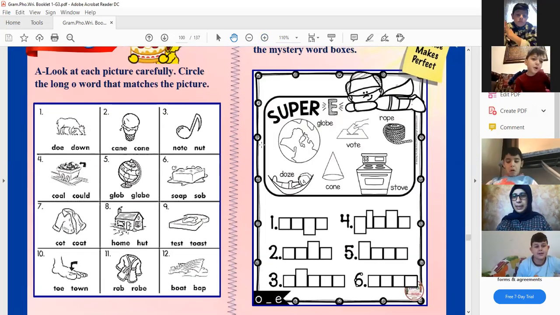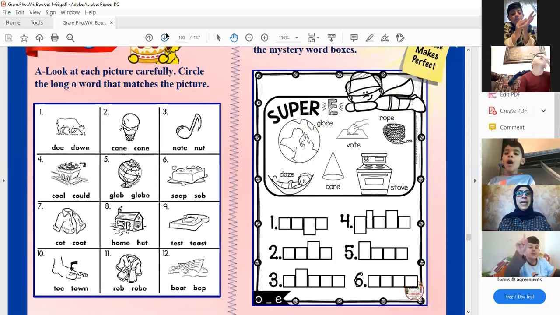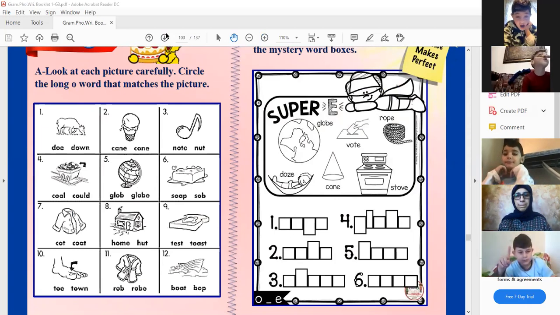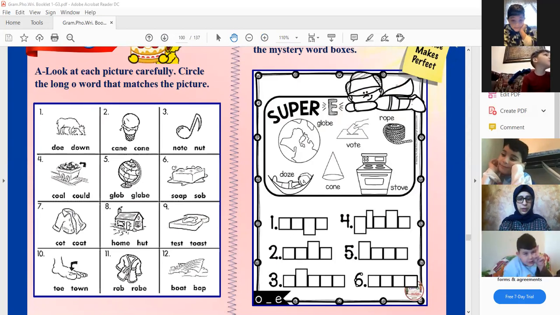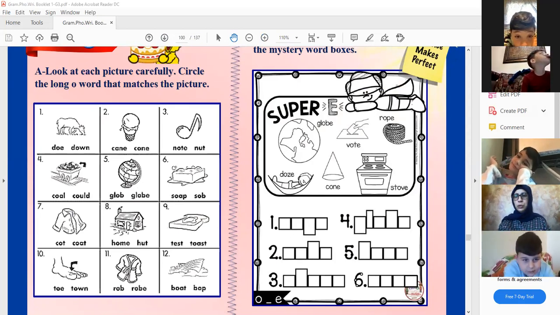Page 99 is easy. I will mute you all except I have a bad connection. Yalla Zain, I will unmute you, miss.